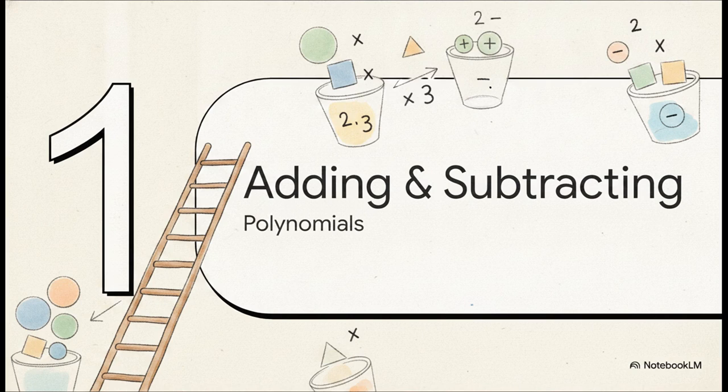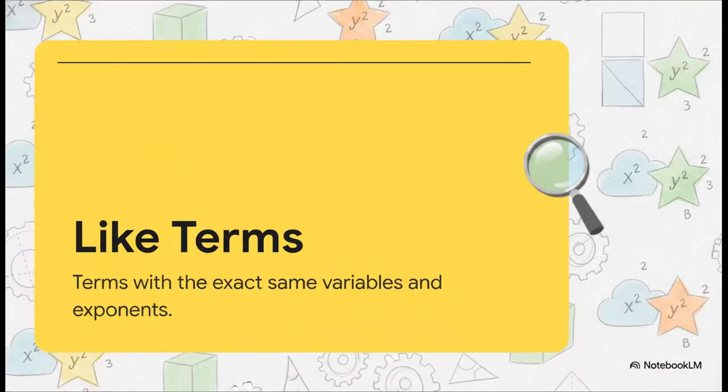This is the very first rung of our ladder, and if you can sort items into different buckets based on what they look like, you can absolutely do this. To do this sorting, you really just need one rule. Finding like terms. Basically, these are expressions that have the exact same variables and the exact same exponents. Think of it like this. X squared is a square peg and a plain X is a round hole. They just don't mix. You can only combine terms if they are literal twins in their variables and exponents. Simply put, combining like terms is the engine that drives the whole shebang of polynomial simplification.